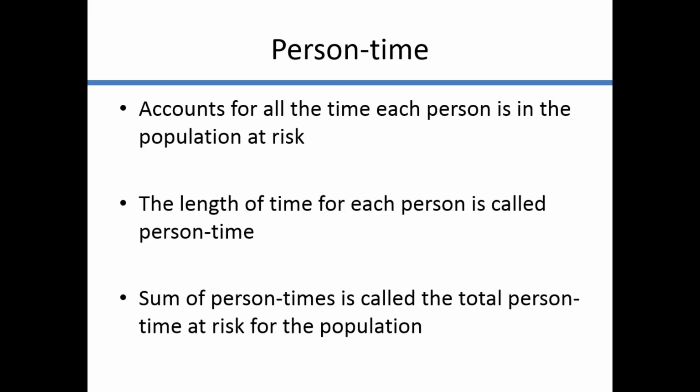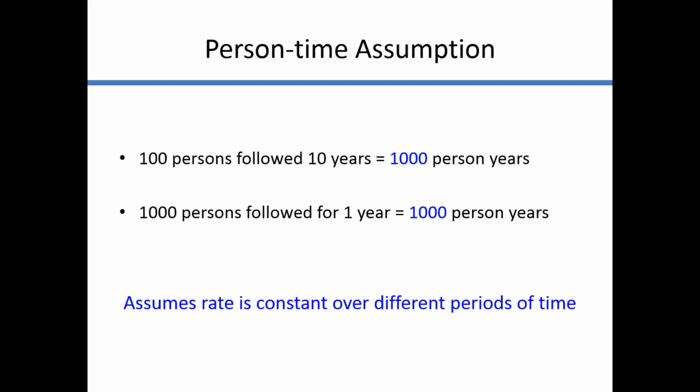Person time accounts for all the time each person is in the population at risk. The length of time for each person is called person time, and the total time is the sum of person times. It's called the total person time at risk for the population, and that's the denominator for your rate. Even I'm getting confused between risk and rate, but that's more of a tongue twister for me. I do know the difference between risk and rate.